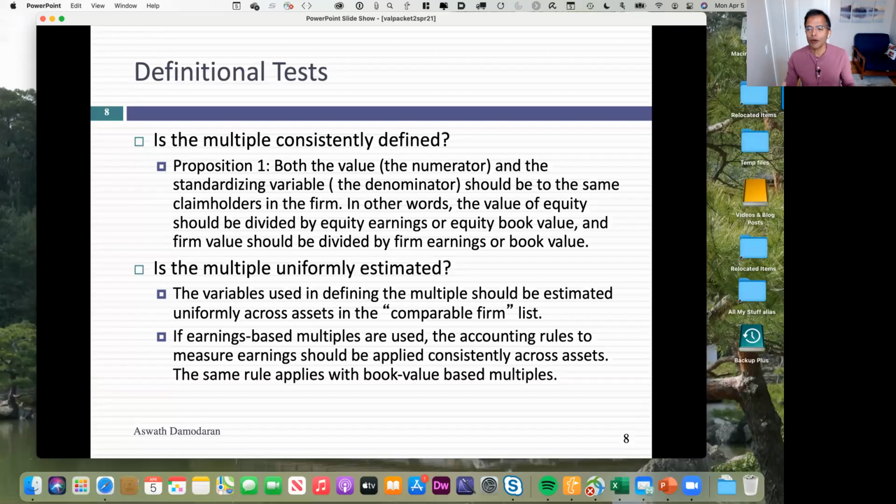But let's ask a follow-up question. Is it uniformly estimated? You're saying, why do you care? If I'm going to compare PE ratios across 25 companies, they better be estimated the same way for all 25, right? It's the denominator I worry about, not the numerator. The market sets the price, it's demand and supply, but the earnings per share is set by accountants.